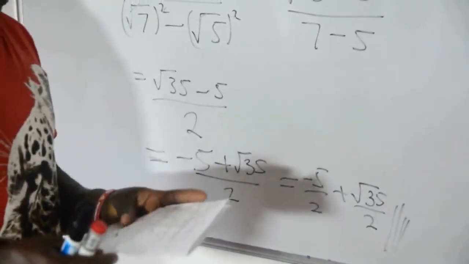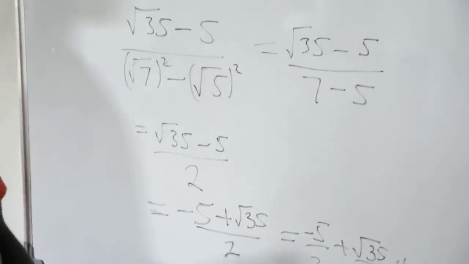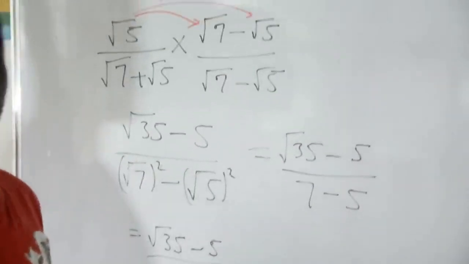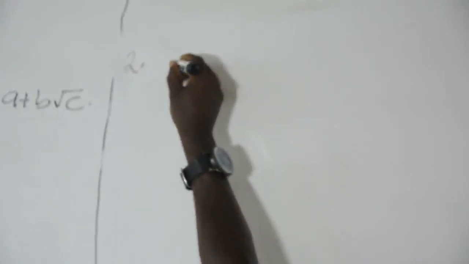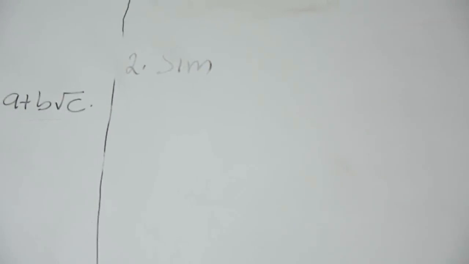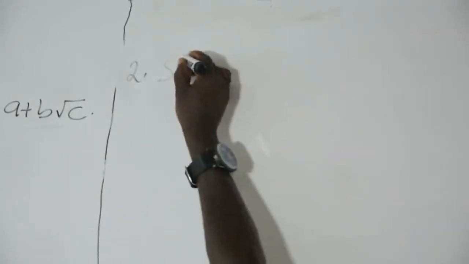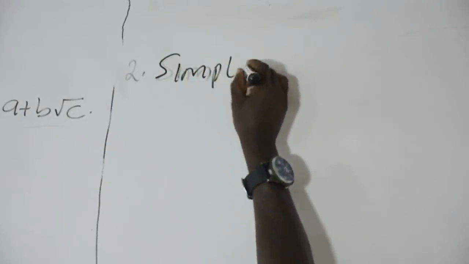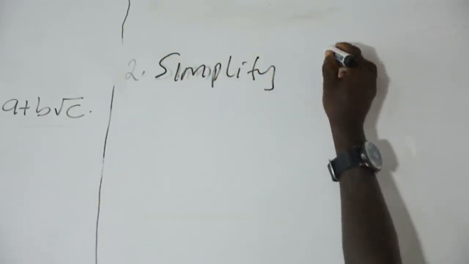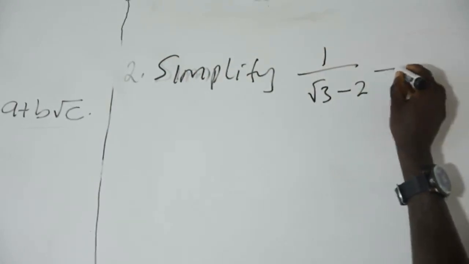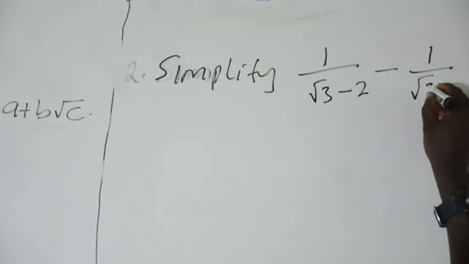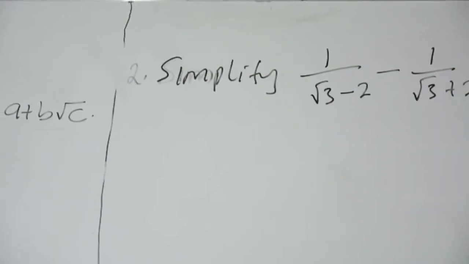Let's take another example before we go back to that question 5 that we left. Okay? Question 2 says simplify 1 all over root 3 minus 2 minus 1 all over root 3 plus 2.